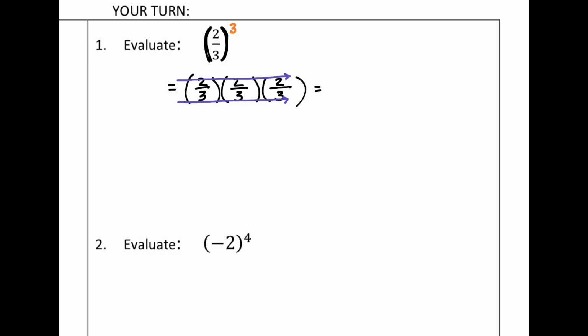Okay? So basically, 2 times 2 times 2 looks like this, and 3 times 3 times 3 looks like this. This is going to be a rule that we get from this in a little while. Right now, I'm just going to do 2 times 2 is 4, 4 times 2 is 8, over 3 times 3 is 9, 9 times 3 is 27. There you go.